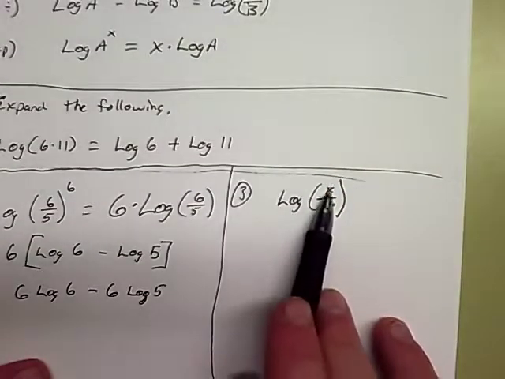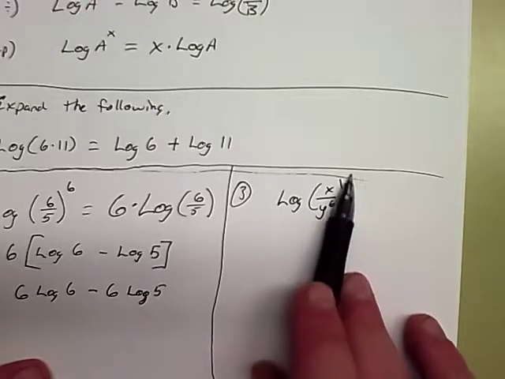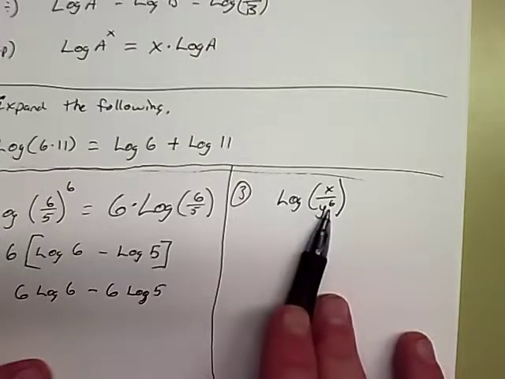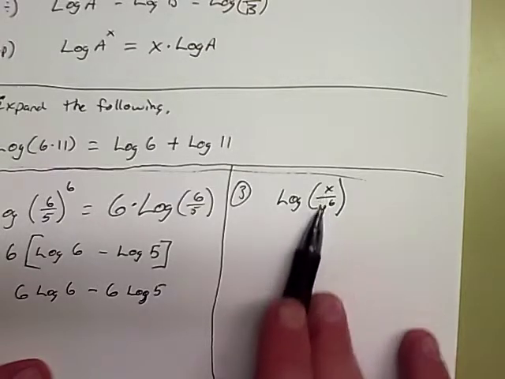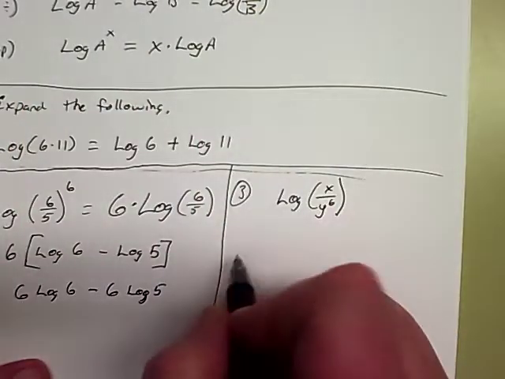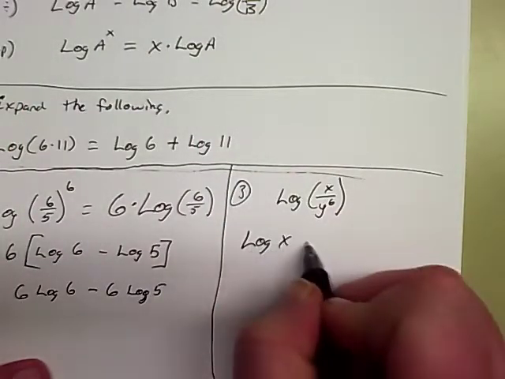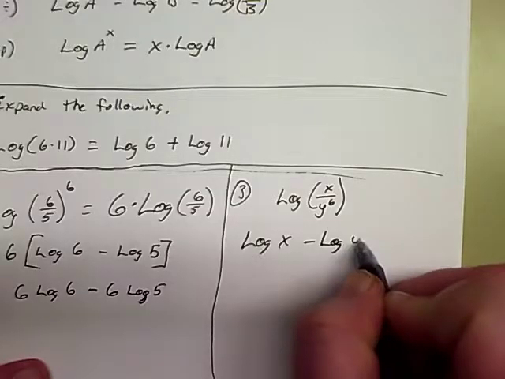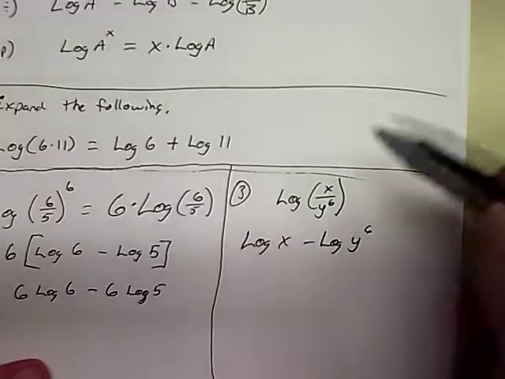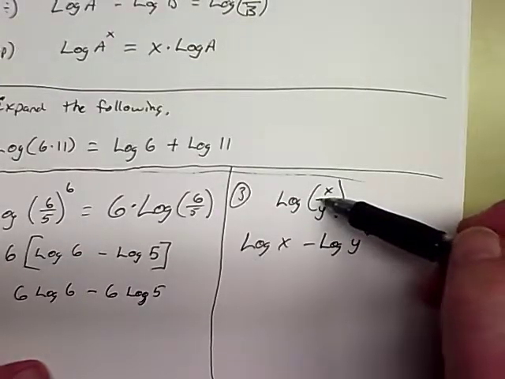Okay, so now I have a fraction, and there's no exponent. My exponent's inside this fraction. So my first step here in this instance is to handle the division, right? So I'll end up with the log of x minus the log of y to the 6th. And the log of this guy minus the log of this guy.